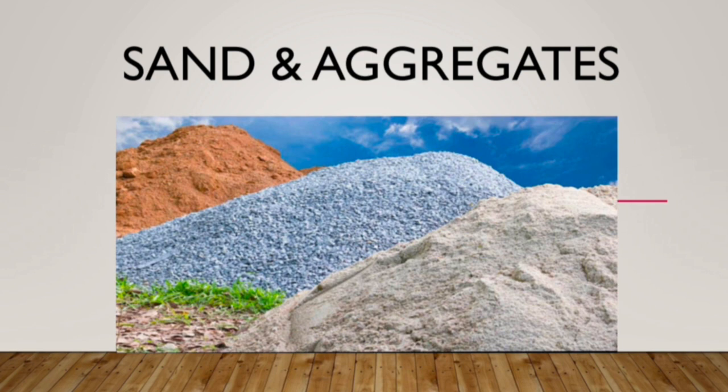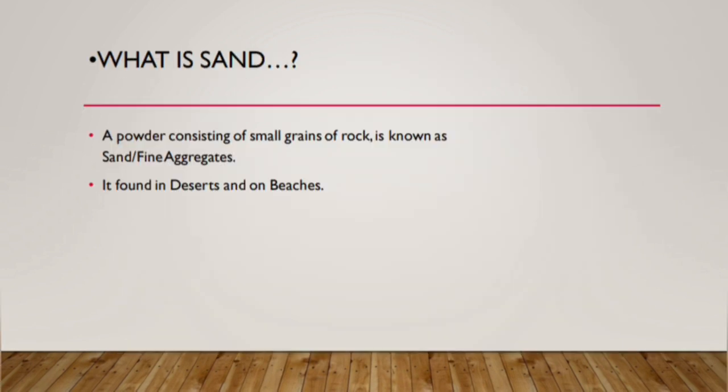Today we will discuss sand and aggregates. What is sand? A powder consisting of small grains of rock is known as sand or fine aggregate. It is found in deserts and on beaches.